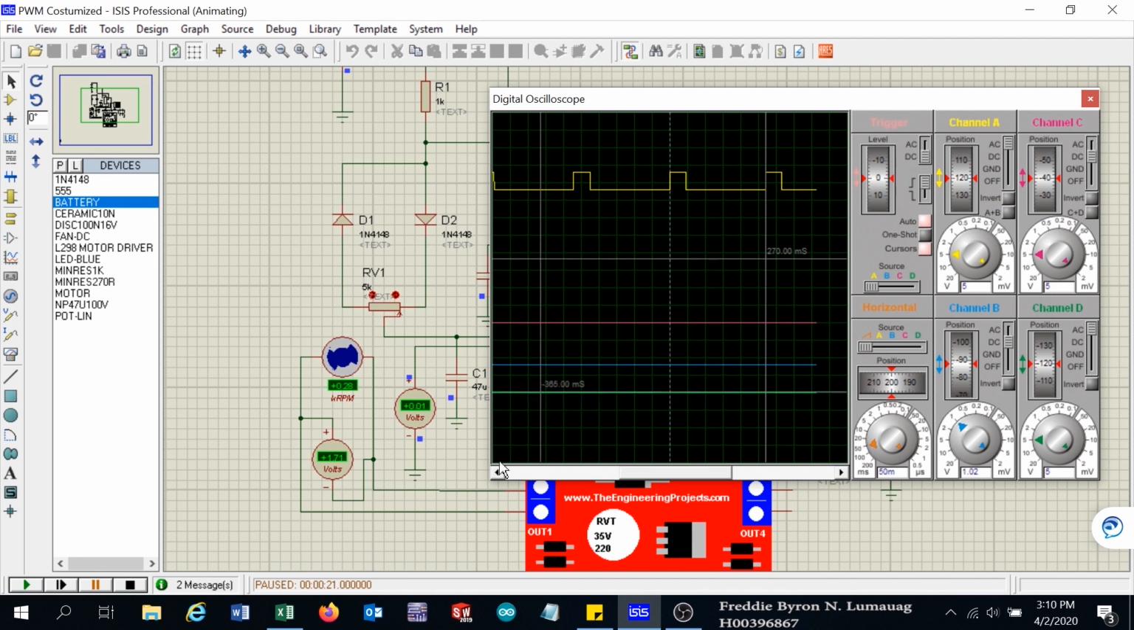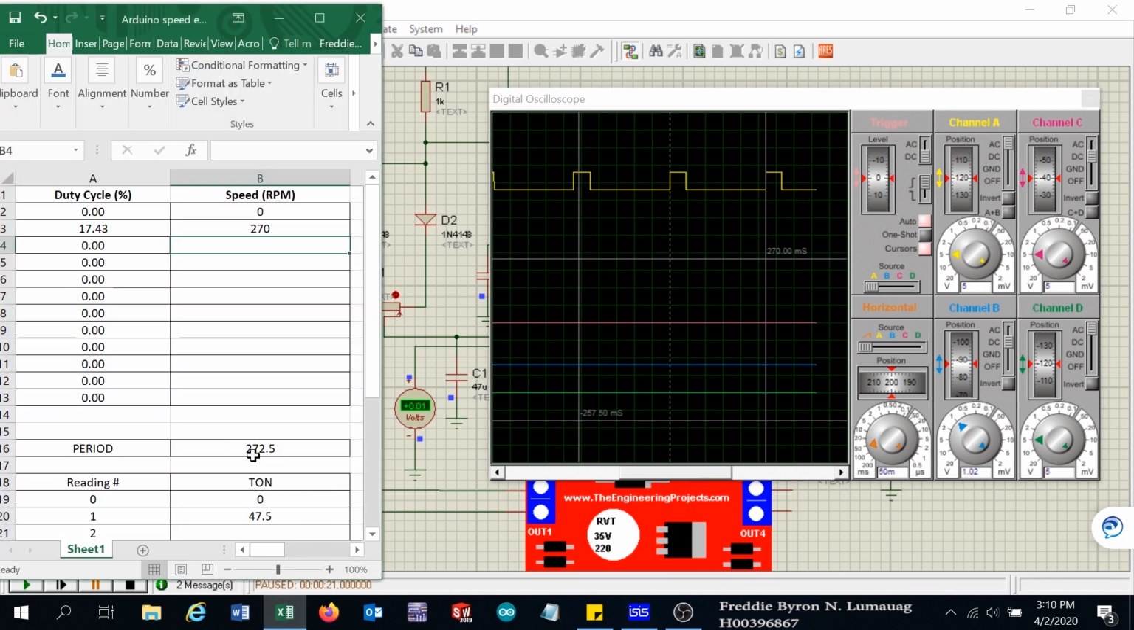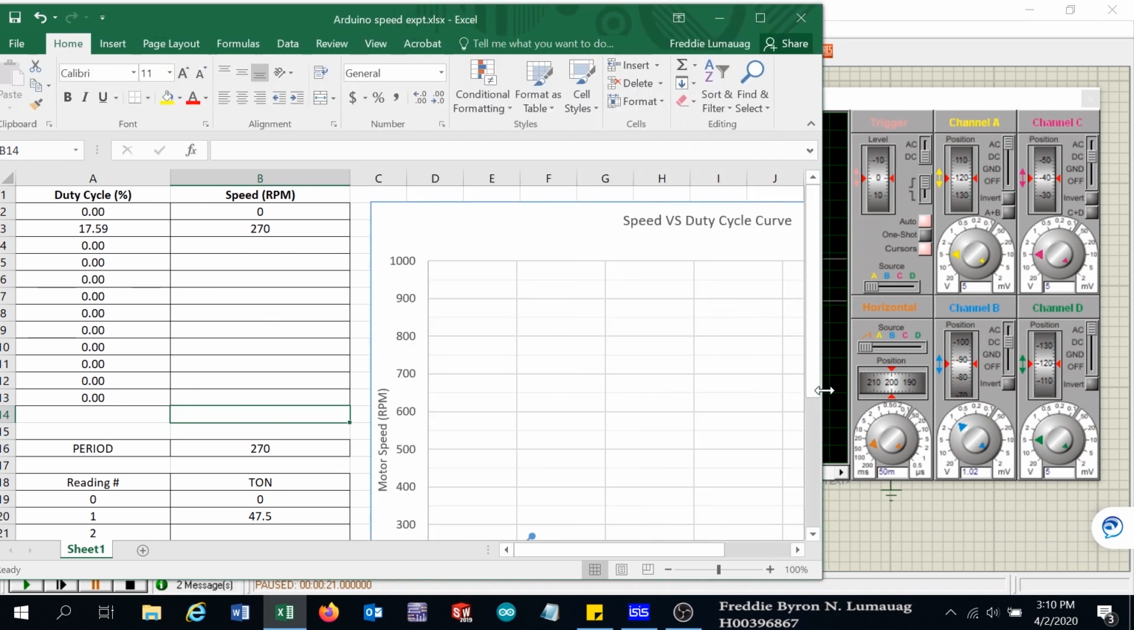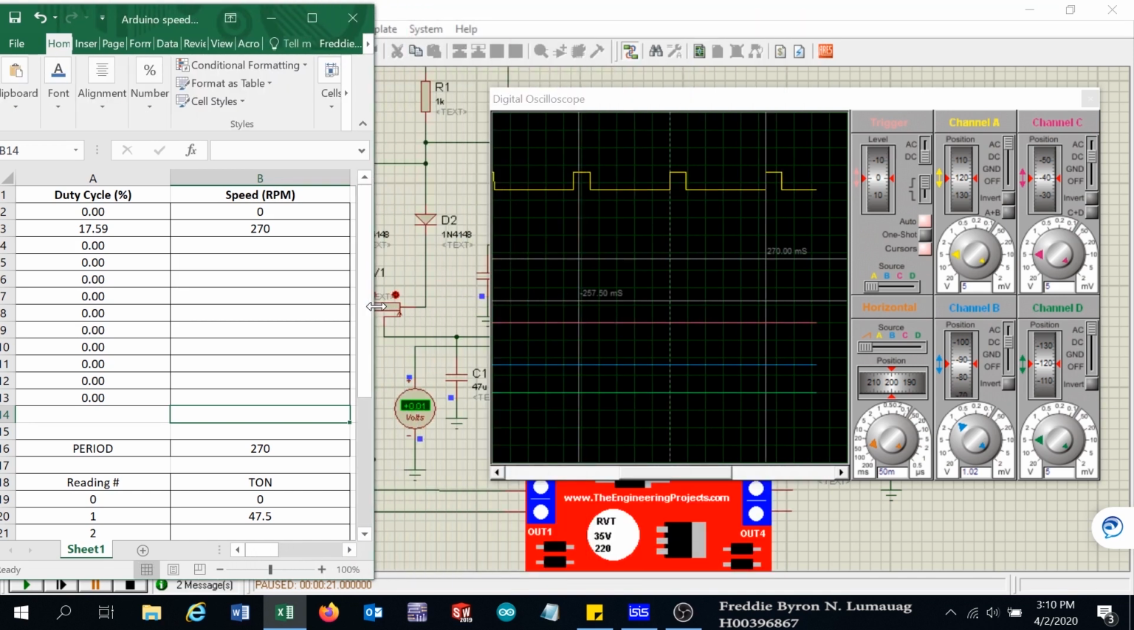So in order that I can remember the frequency, I will plot this first here. The period is, I will put here 270 milliseconds. Okay, so here we have our Excel file, and we have to put all our data here about reading and also the speed of the motor, and we have to plot the curve here. So the period I put there 270. Okay, and we will go back here to our circuit.